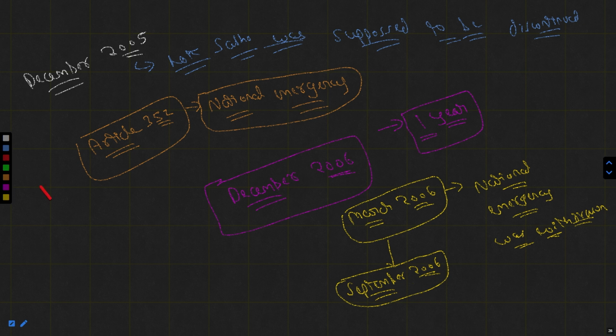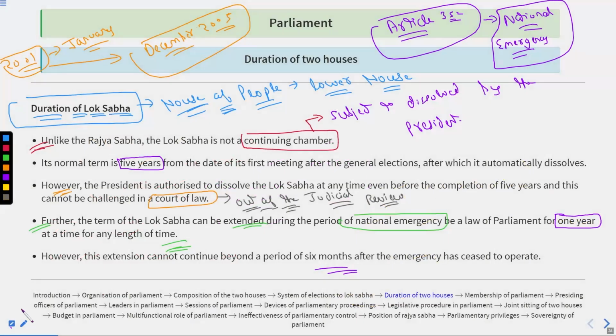Why? Because we had seen that once the national emergency is revoked, the extended tenure could continue up to six months only. If the national emergency was revoked in March 2006, then for 6 months, meaning till September 2006, the Lok Sabha could be continued. It doesn't matter whether it was extended for December 2006 or not. Okay, so that is the thing.